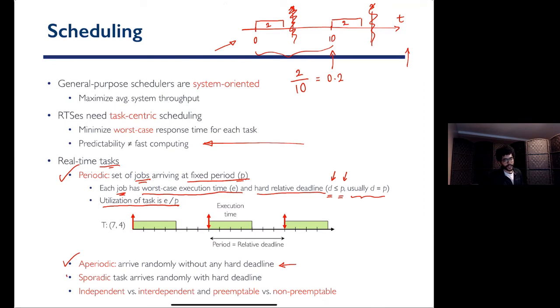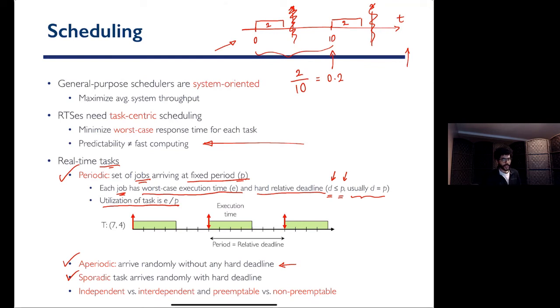For sporadic tasks, they could come at any time, so the arrival is random, but they do have a deadline. So when they come, they have to finish after a certain amount of time. So these are the 3 types: periodic, aperiodic, and sporadic.